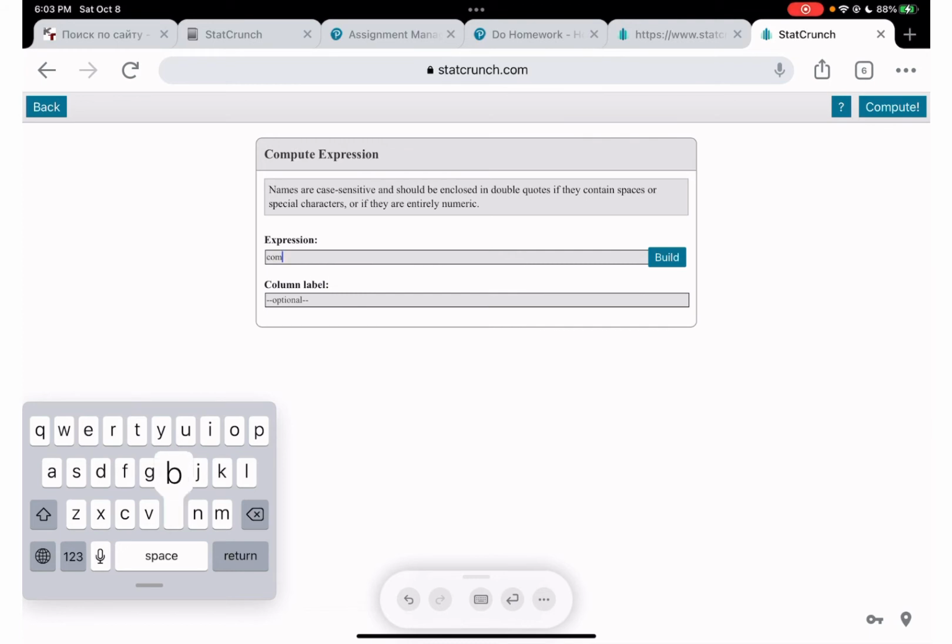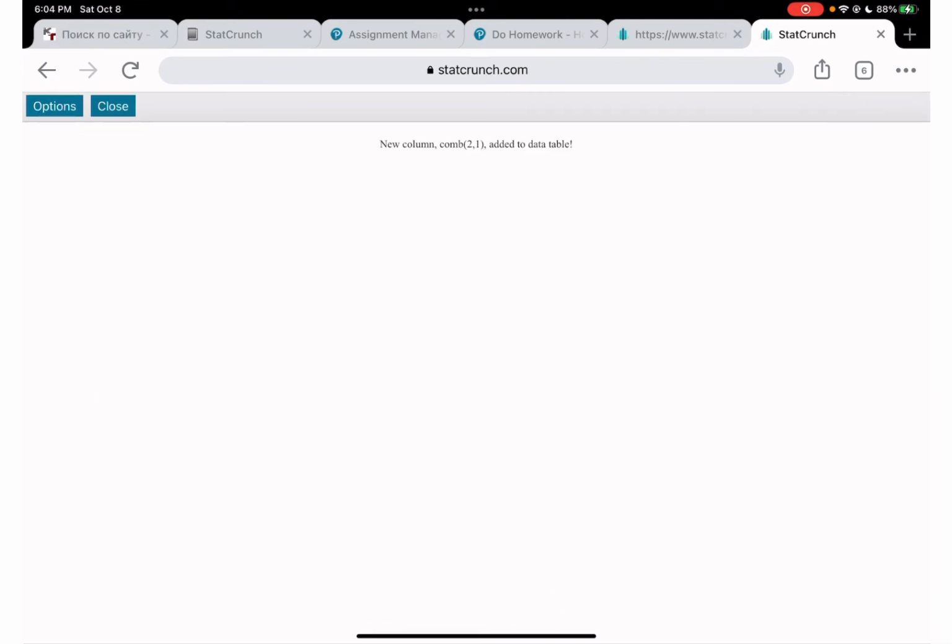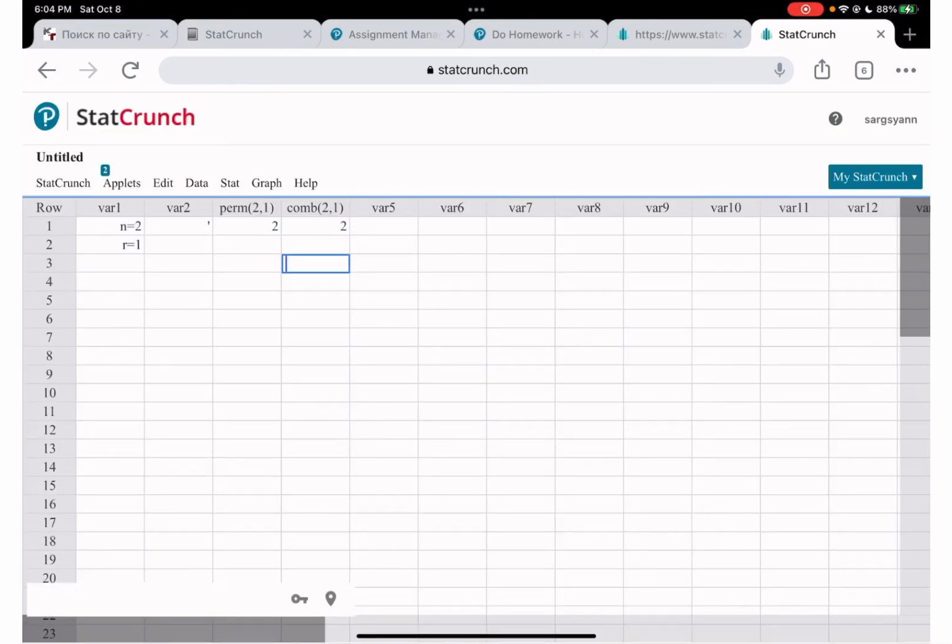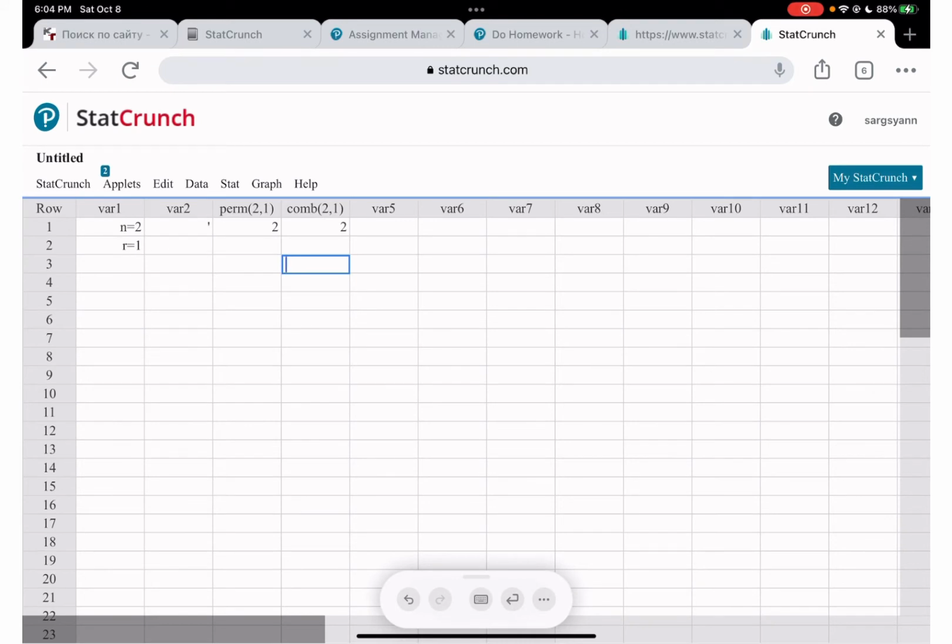COMB, I believe B also has to be there, comma, let's say 2 total, and then 1 is what I'm selecting. And I'm clicking compute. Okay, closing. And there we go, combination also too. It's not always going to be the same, it just happened. You put some other number, let me do here different data.